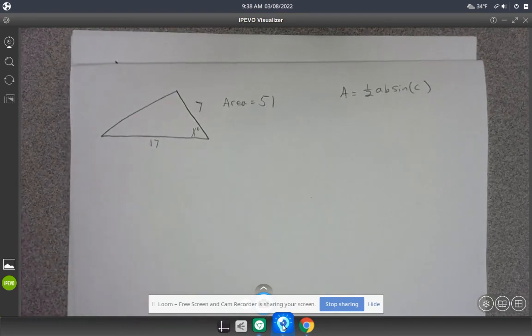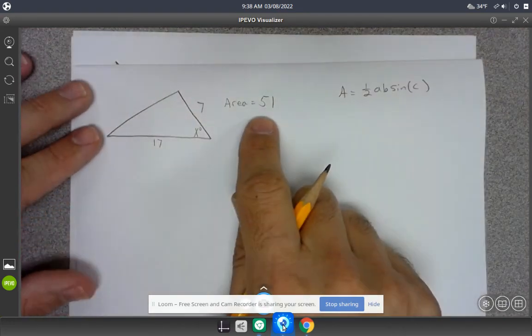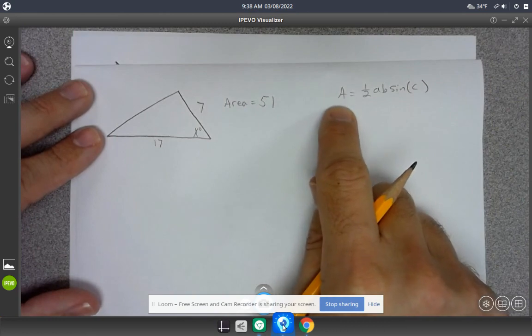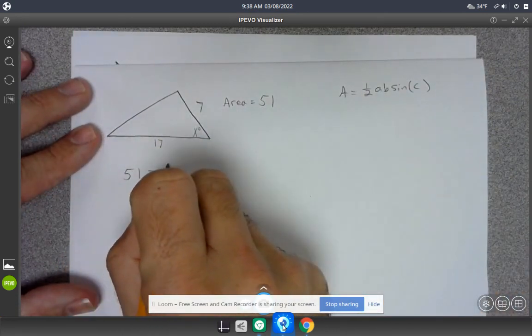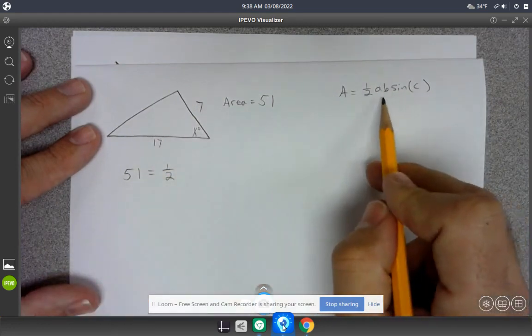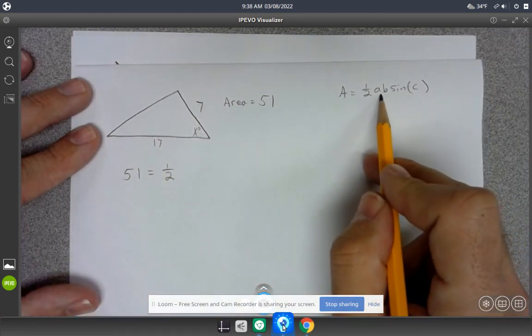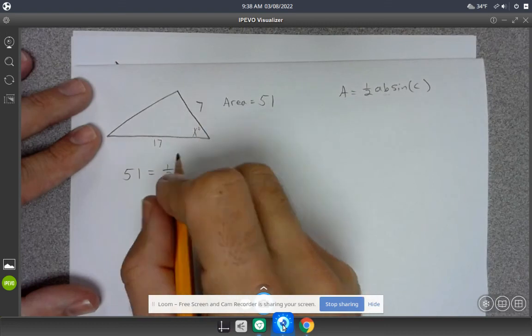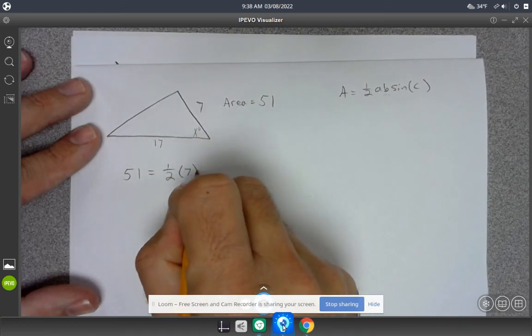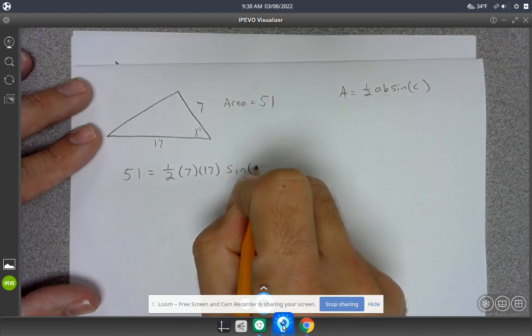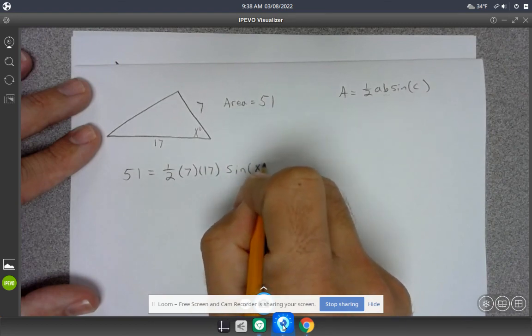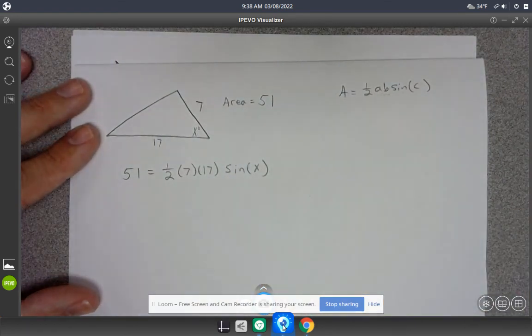So start the same. Take your area and plug that in for your A. So it's going to be 51 equals 1/2. A and the B, those are going to be your two legs, so 7 times 17. And then sine of your missing angle, which I'll call X at this point.